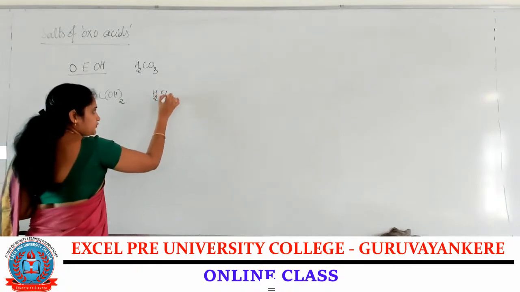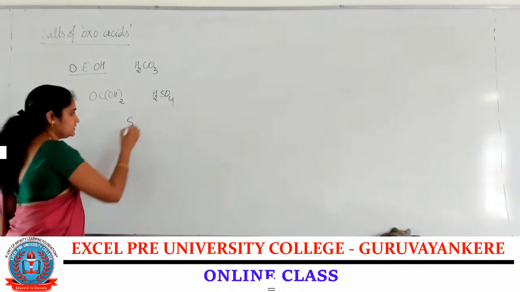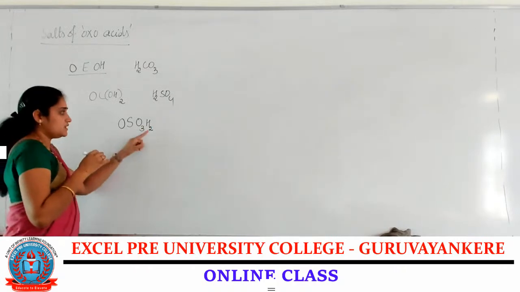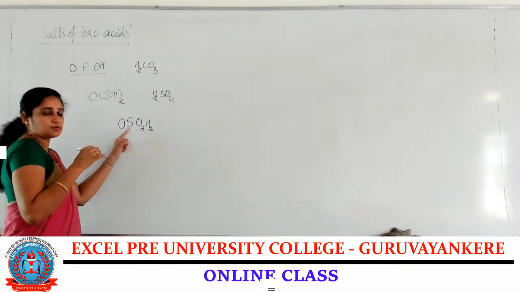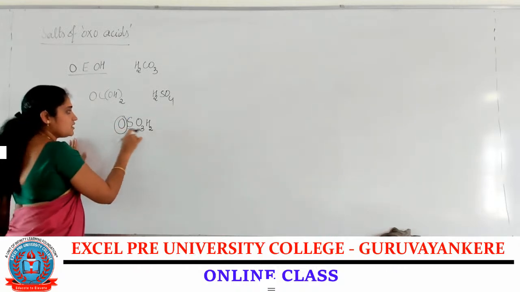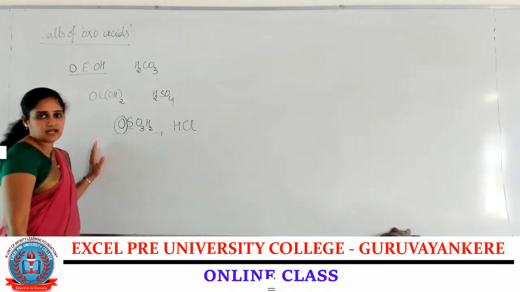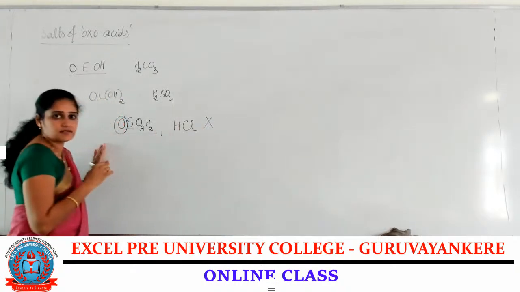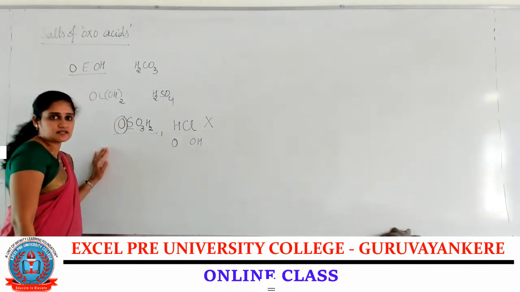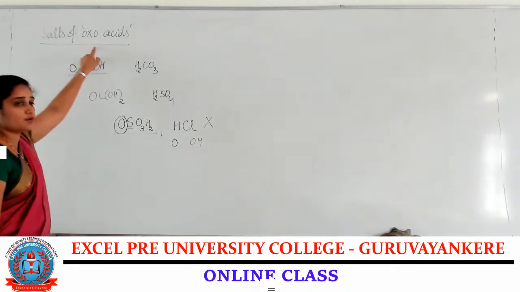Another example, sulfuric acid, H2SO4. In sulfuric acid, sulfur is the element, with O3H2. Protonated hydroxyl groups are attached to the sulfur, and that sulfur is attached to the oxygen atom. So that is an oxo acid. And let me give one more example, HCl, hydrochloric acid. Hydrochloric acid is not an oxo acid because the OH group and oxygen are not present in it. That's why HCl is not an oxo acid. Now let us discuss the salts of oxo acids.